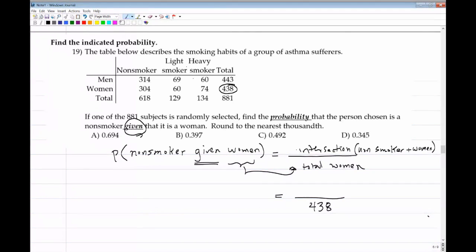Now we're going to go to the non-smokers. Here's non-smoker and here's woman. I want to look at the intersection between those two. The intersection will be 308. That is the number in the numerator. When you take those two numbers and divide, that number will become 0.694, which is right here.